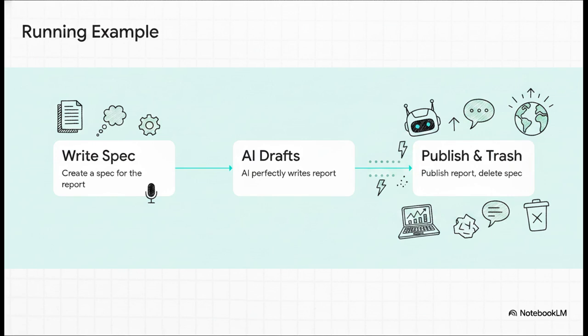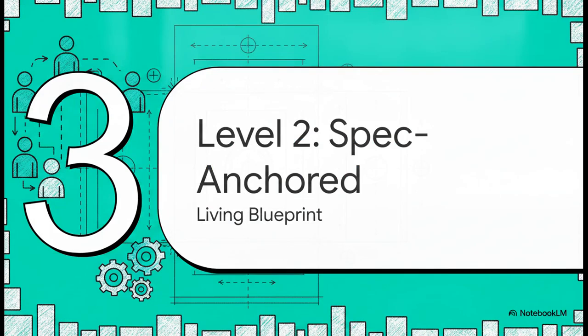Imagine you need to create a business report on personal AI employees in 2026. In Level 1, you'd write a quick spec defining the audience, let's say CTOs, requesting specific tool comparisons, and demanding a highly professional tone. The AI reads this spec and drafts the report perfectly on the very first try. You publish your report and boom, you delete the spec file. It's simple, it's fast, and it's super effective for a solo task. But as projects scale, we need something way more permanent.